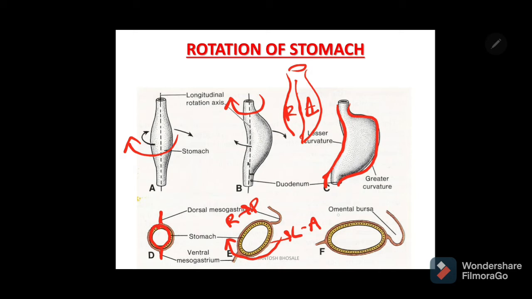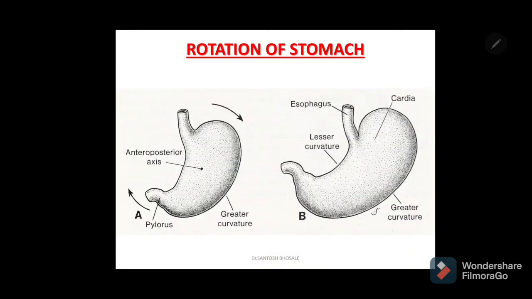This is again reiterated by the fact that the posterior surface of the stomach is supplied by the right vagus nerve, and the anterior surface of the stomach is supplied by the left vagus nerve. So this tells you about the longitudinal rotation of the stomach, or rotation of the stomach around the longitudinal axis. So that is about the rotation.